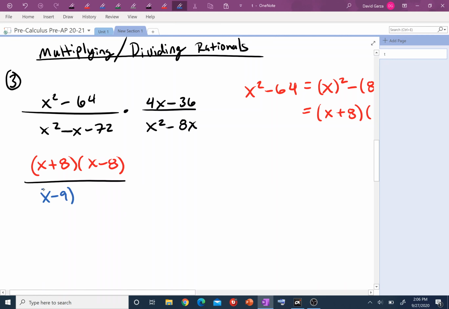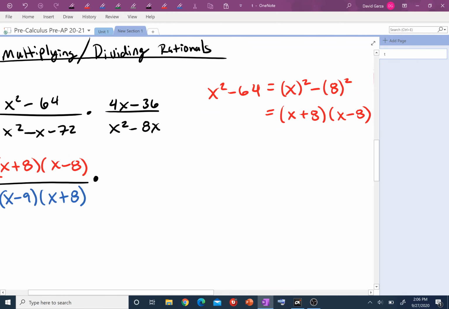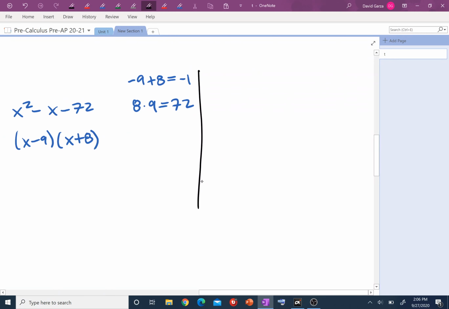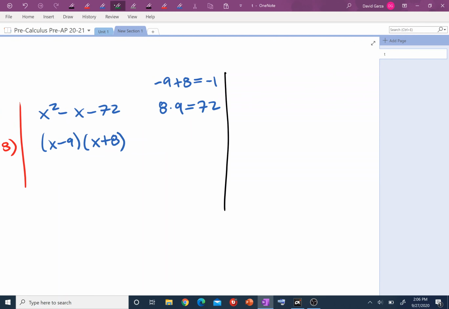X minus 9, x plus 8. All right, so maybe you're seeing a little bit of what we're going to be canceling out already, but let's not get ahead of ourselves. Let's look at the right-hand side here, and let's look at the 4x minus 36. I'm going to split this off here. I'm going to write it in green, I guess.